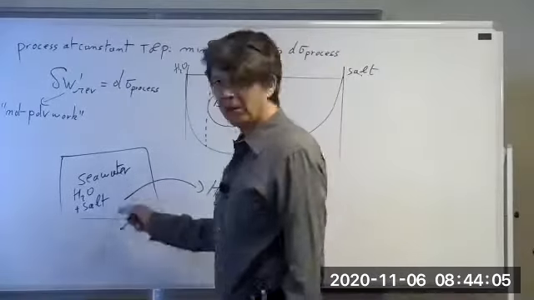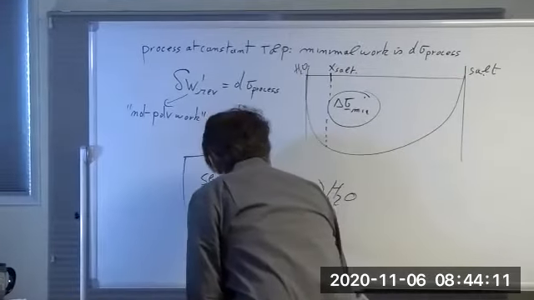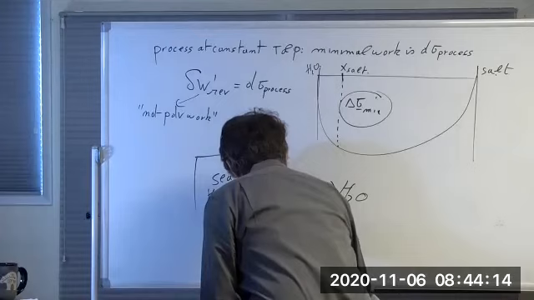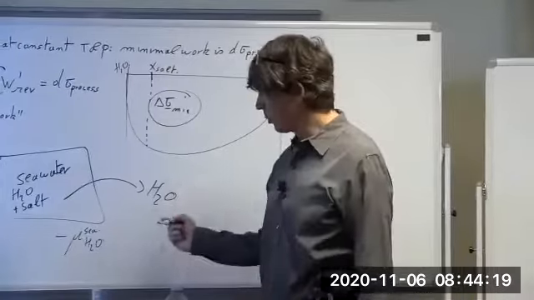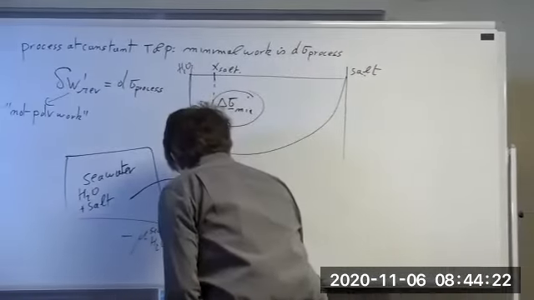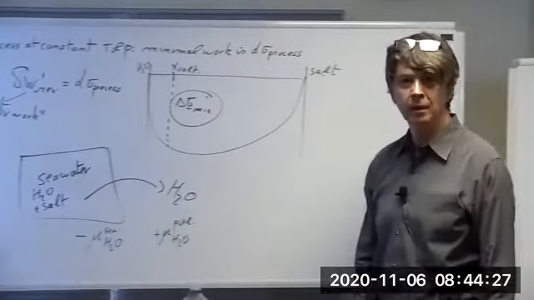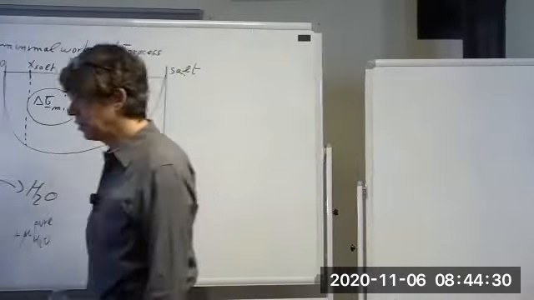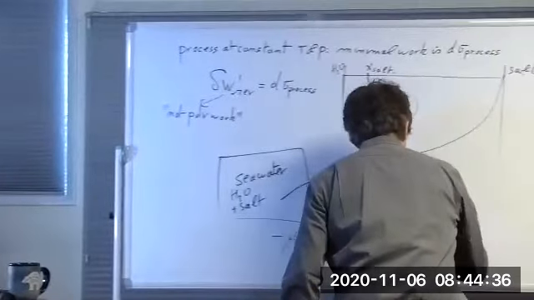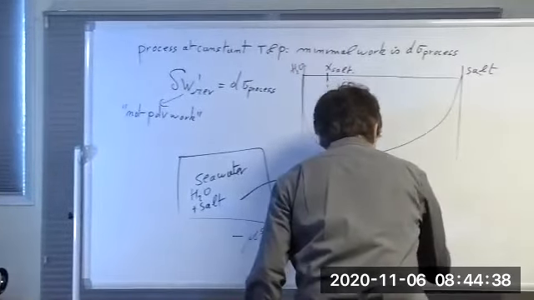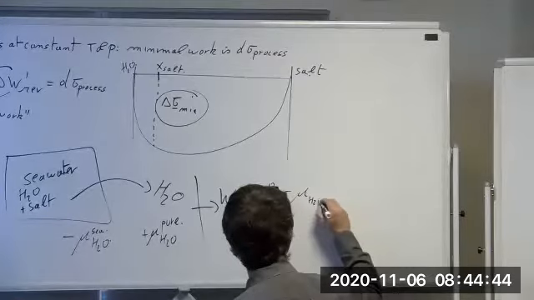So when I take the water out of here, the energy is minus mu H2O in seawater, right? And then when I make it pure, I get plus mu H2O pure, right? So what's the energy difference between these states? So, the minimum work difference between pure water and water in seawater.